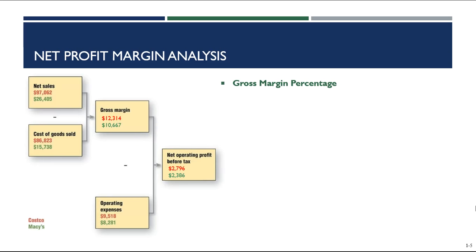So the first component that we're going to look at, the first ratio that we need, is our gross margin percentage. And the way that we calculate gross margin percentage is we take our gross margin and we divide that by our net sales. We use gross margin percentage to compare the performance of various types of merchandise categories within our store. It can also be used to compare the performance of our gross margin compared to other gross margins. So let's calculate Costco and Macy's.